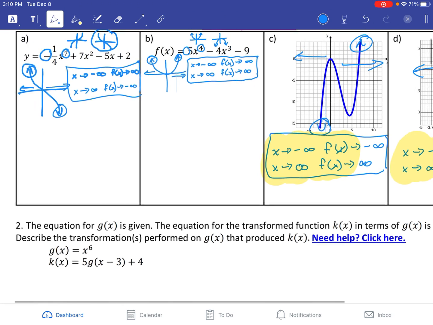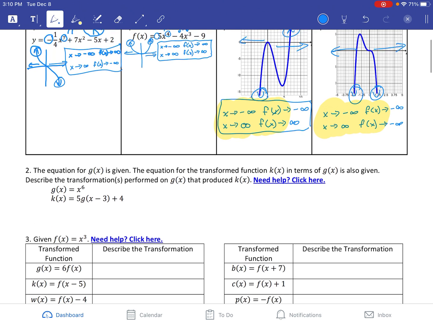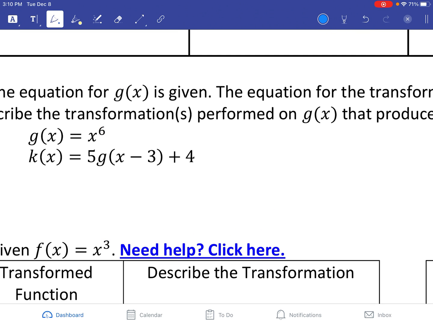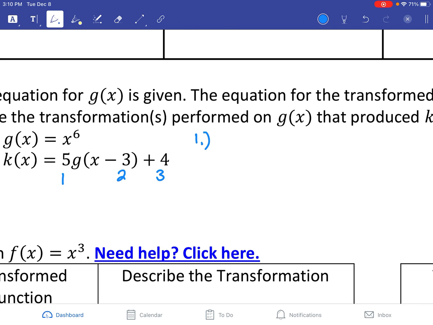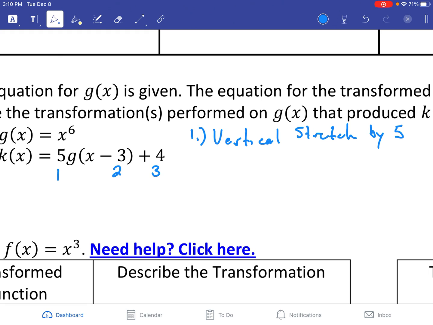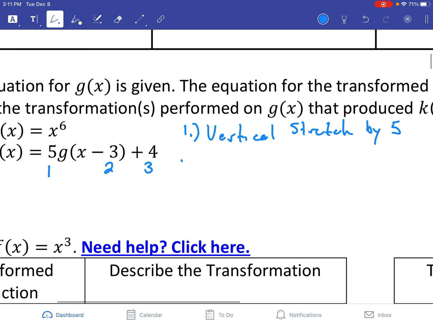All right. Next we're going to transformations. Number 2 here, what are these transformations? There are 3 things going on here. They are 1, 2, and 3. The first one, you have a vertical stretch by 5. If it was a fraction there, it'd be a vertical compression. If it was on the inside of the parentheses next to the x being multiplied, it would be a horizontal stretch or compression.